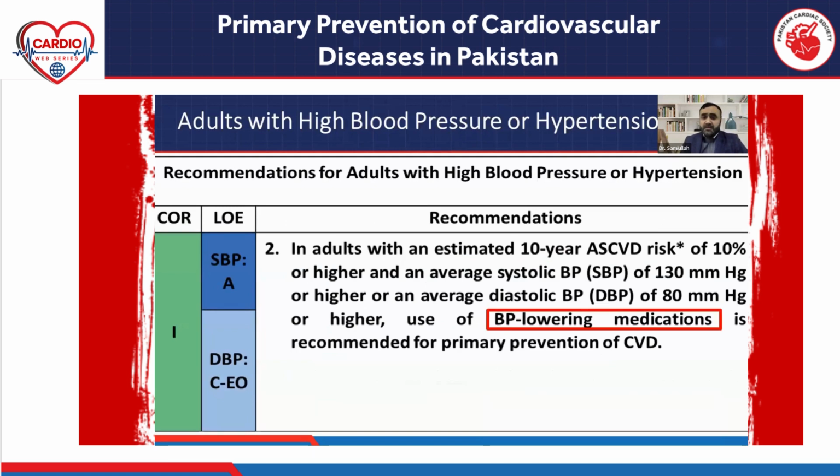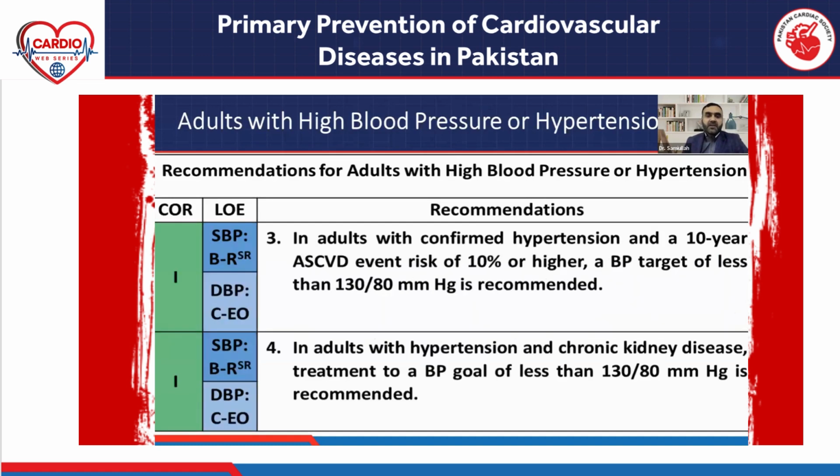Now, here comes the 10-year ASCVD risk of 10%. So 10-year risk, 10% or higher, and their blood pressure is having systolic of 130 or more, or a diastolic of 80 or more. You need to start these patients on BP lowering medications for the primary prevention of cardiovascular disease. So you measure the ASCVD risk, you measure the blood pressure. ASCVD risk is 10% or more, blood pressure is 130 or more, and diastolic of 80 or more, you need to start these patients on medications.